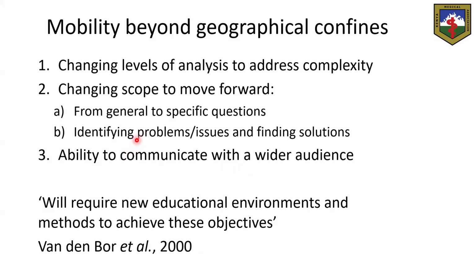There's still probably one or two more slides. One of the ways to address this is to change the levels of analysis to address different complexities, changing the scope of research to move things forward, for example, from a general to a more specific question. The best way I was taught was to identify problems or issues and then try to find solutions for them. This is where research now becomes really important because you're trying to save lives or improve. Remember the four things we said: you're either improving prevention, treatment, diagnosis or palliation.